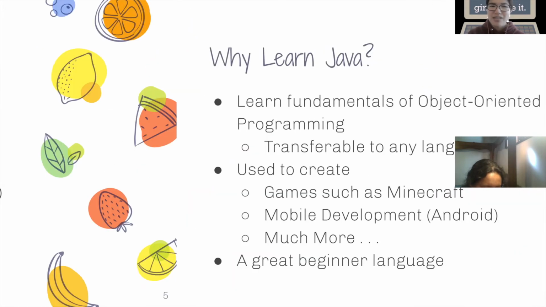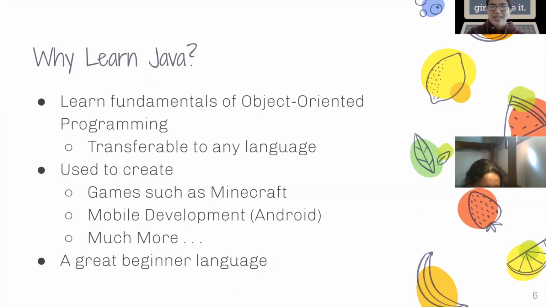So next, why learn Java? Like I said, it's the object-oriented programming language. So the most important part of why you should learn Java is that it's really good for learning the fundamentals of object-oriented programming.